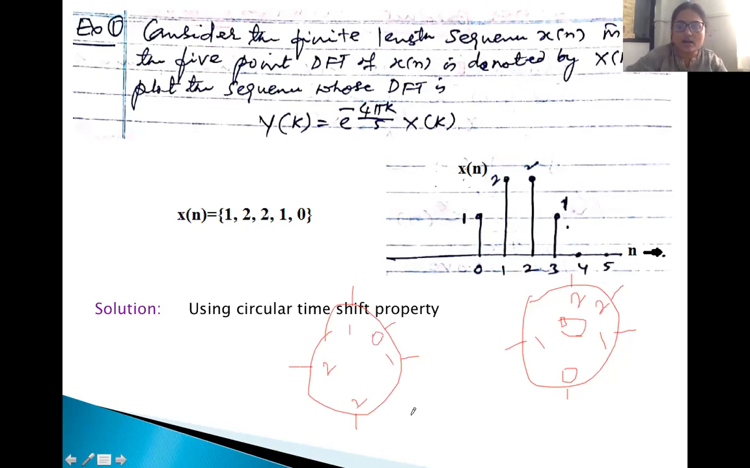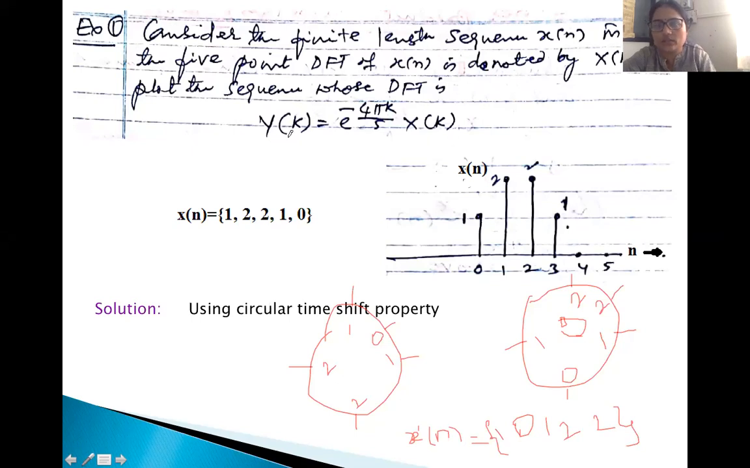So the new sequence after shifting is x dash of n, which is equal to 1, 0, 1, 2, 2. So this is the sequence which we have obtained after performing a circular shift by 2 units. Why have we given the 2 units of shift?